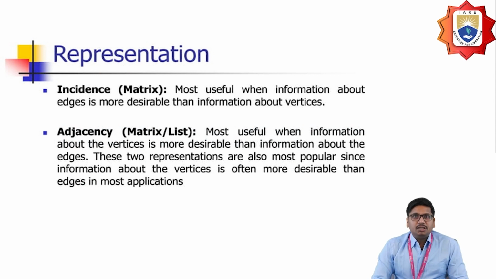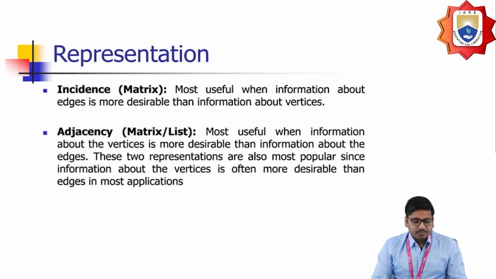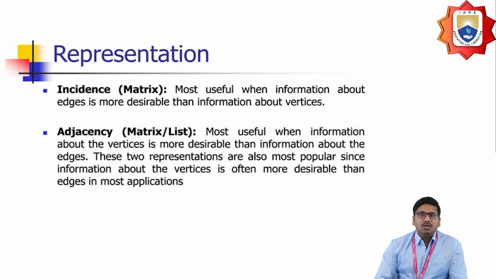Next one is representation. In this one, two types of representation are allowed: incidence matrix and adjacency matrix. The incidence matrix is most useful when information about the edges is more desirable than about vertices. The adjacency list is most useful when information about the vertices is more desirable. And these two are the most popular since information about the vertices is often desirable.